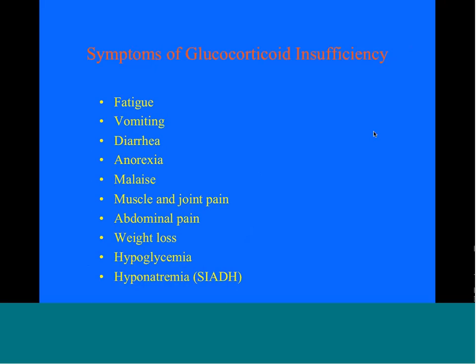Symptoms of glucocorticoid insufficiency, and I think it's important to note the difference between glucocorticoid and mineralocorticoid insufficiency. Symptoms include fatigue, vomiting, diarrhea, anorexia, low appetite, malaise, muscle and joint pain, abdominal pain, weight loss, hypoglycemia, low blood sugar, and low sodium because of the excess ADH type of picture that gives you low sodium. And again, it's important to note these symptoms. What you want to look for if you're suspecting adrenal insufficiency is that you should only do testing if the person has some or all these symptoms.